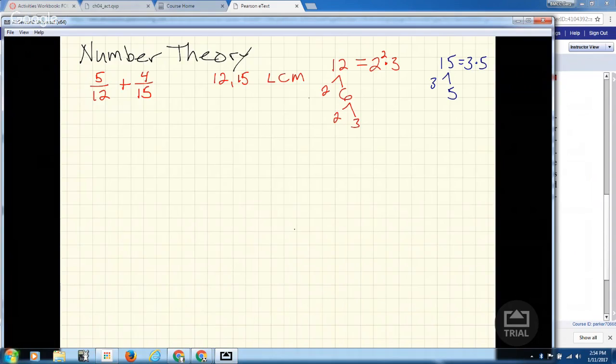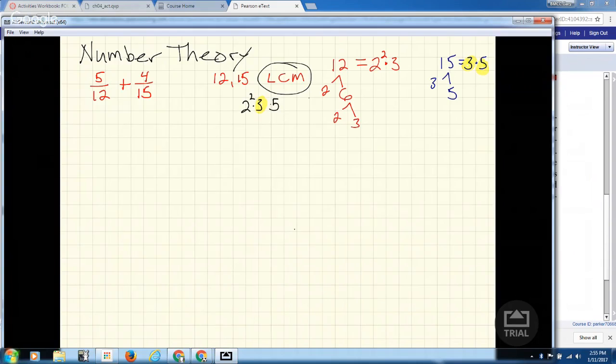And if I'm looking for a multiple of these numbers, for 12 to go into the number, it has to have a factor of 2 squared and a factor of 3, because that is the essence of 12. As far as 15 is concerned, it has to have a factor of 3 and a factor of 5. Right? 3 and 5. Well, I already have a factor of 3 and I'm building the LCM. I just need to add that factor of 5 in.